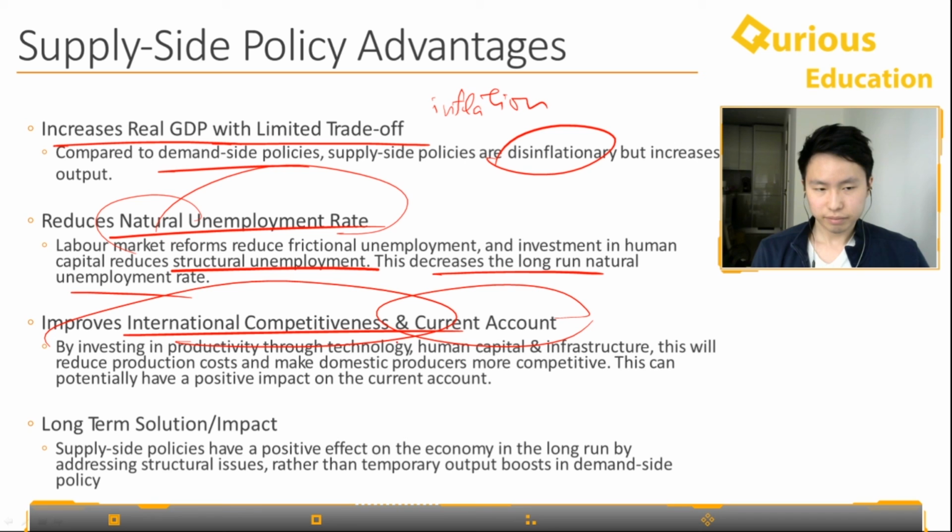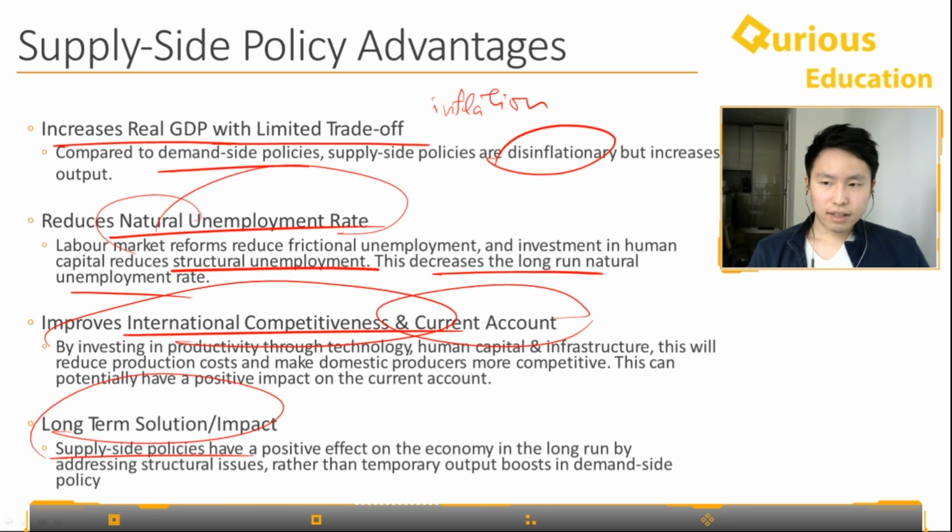So we'll be able to export more in terms of monetary value and goods and services compared to the amount that we import. And then finally, it's got a long-term solution or impact. So supply-side policies tend to have a long-term effect despite having a time lag.